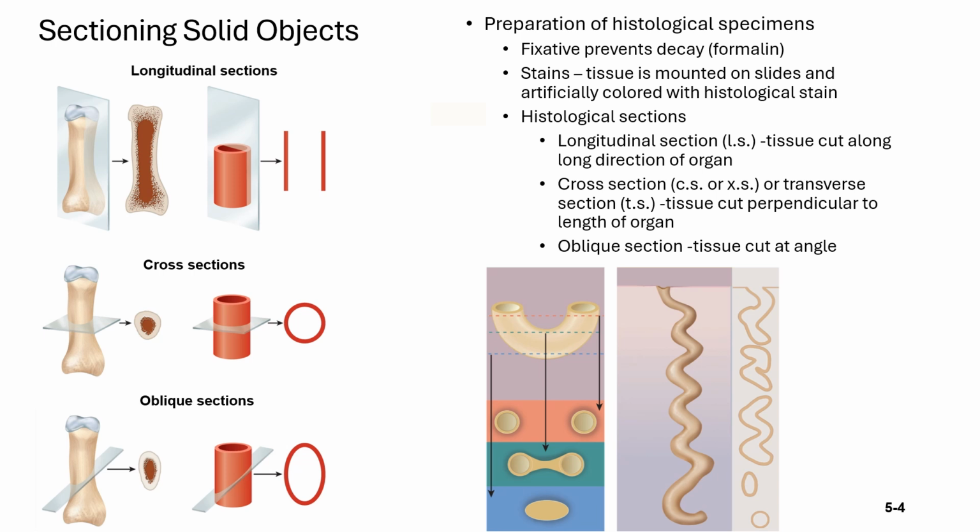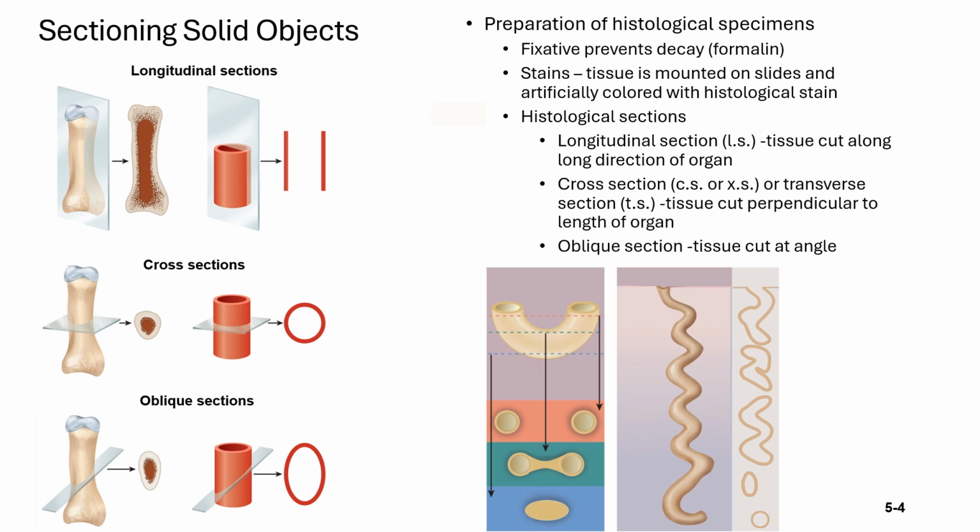The next is preparation of the histological specimen. For this, you use a fixative. The histological sections are placed in a fixative. The fixative prevents decay and also helps the tissue to be sectioned. Formalin is usually used as a fixative, but these are all used for solid tissues. What about liquid tissue? Liquid tissue such as blood may be prepared as a smear.